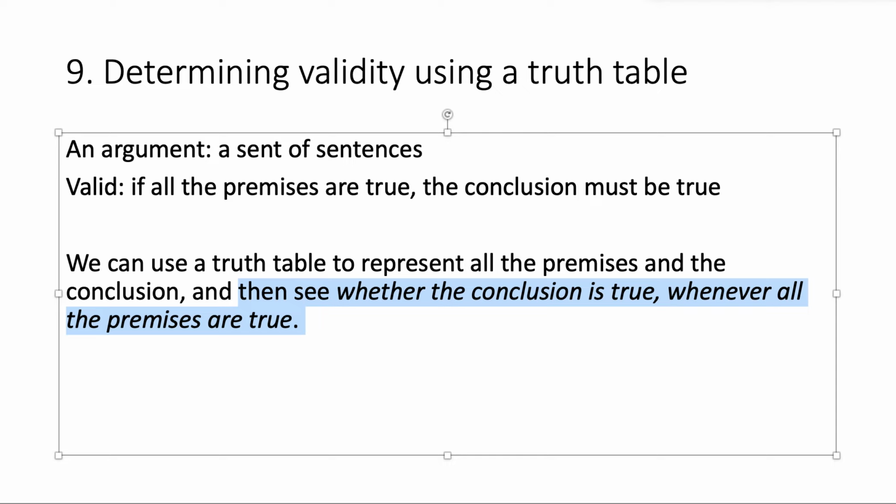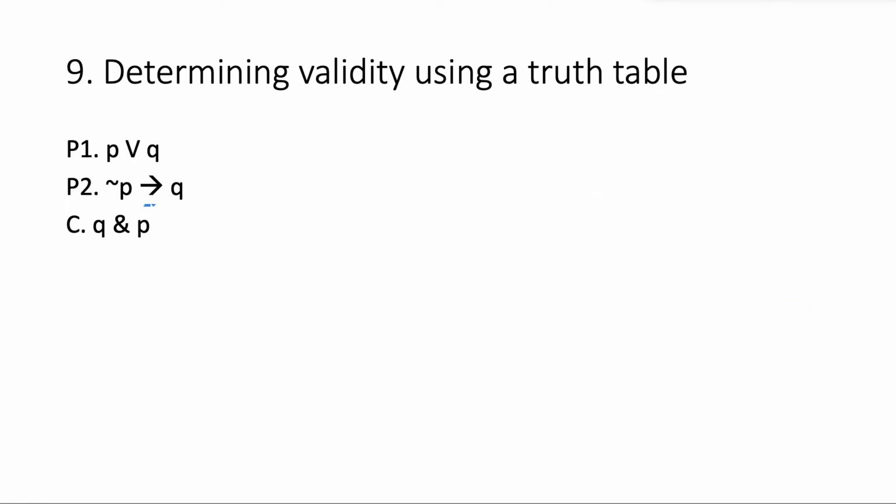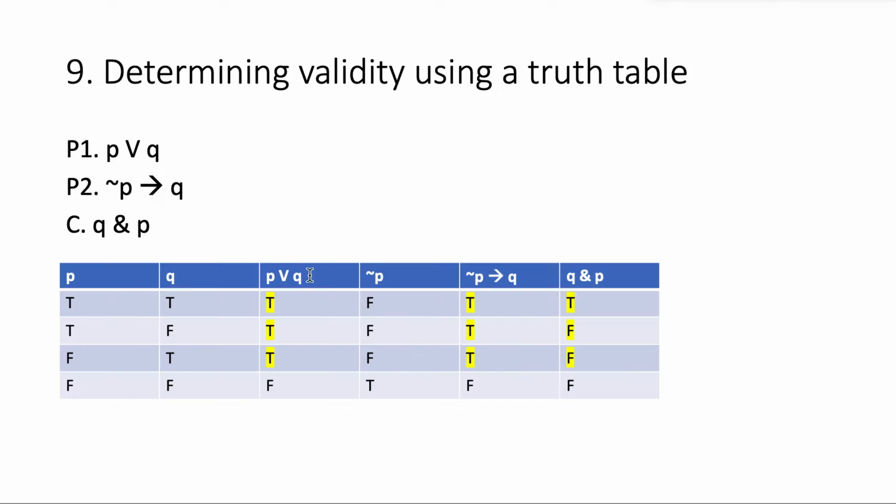So I'm going to run through one example just to make that more concrete. Here's an argument, 2 premises, 1 conclusion. Now, if I'm going to be building a truth table for this argument, then I'm going to have 3 different sentences represented in my truth table. So here's what that looks like.